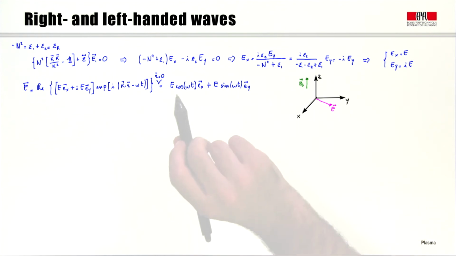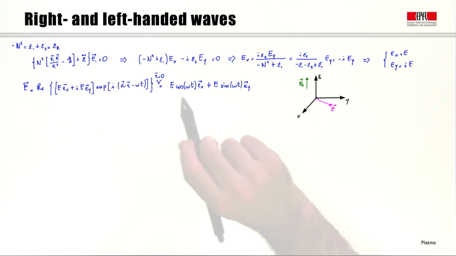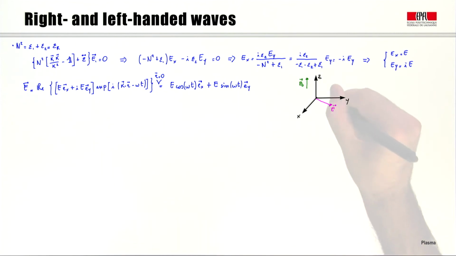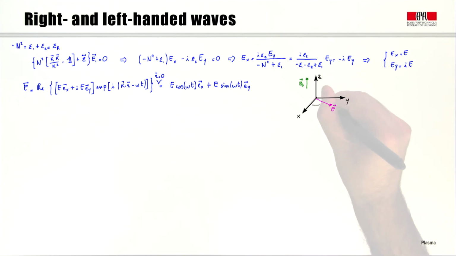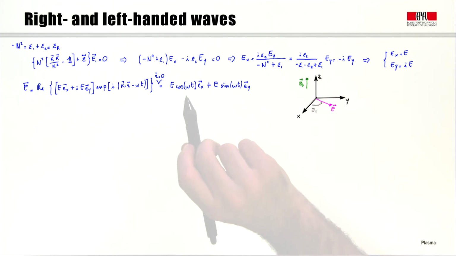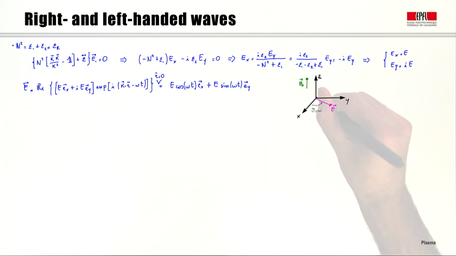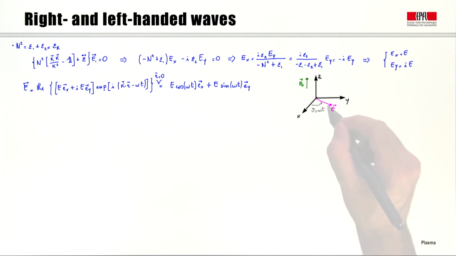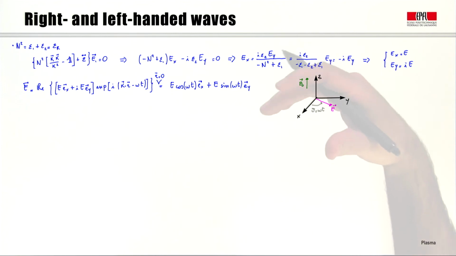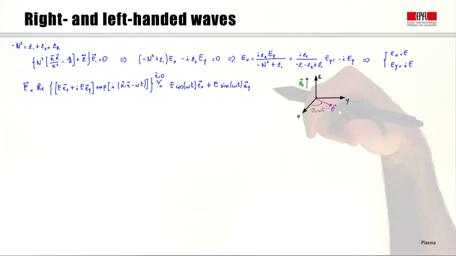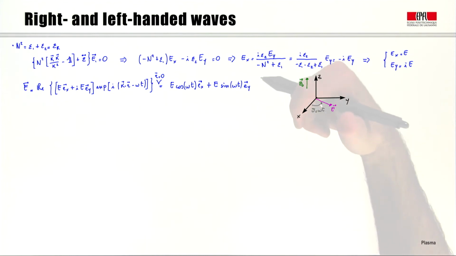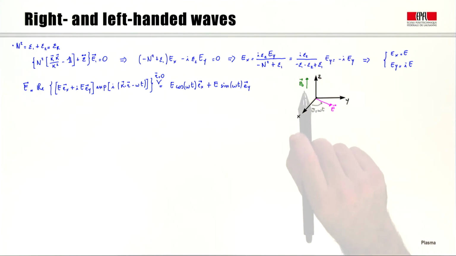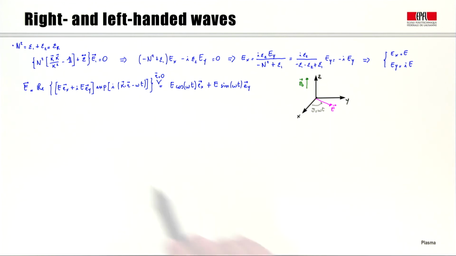In particular, if we draw an angle between the electric field and the x-axis, and we call this theta, we see that this theta will be equal to omega t. You see that the electric field rotates in the xy plane in a direction such that, by using the right-hand rule, the direction of rotation coincides with the B0 field. This is why this is called the right-handed wave.